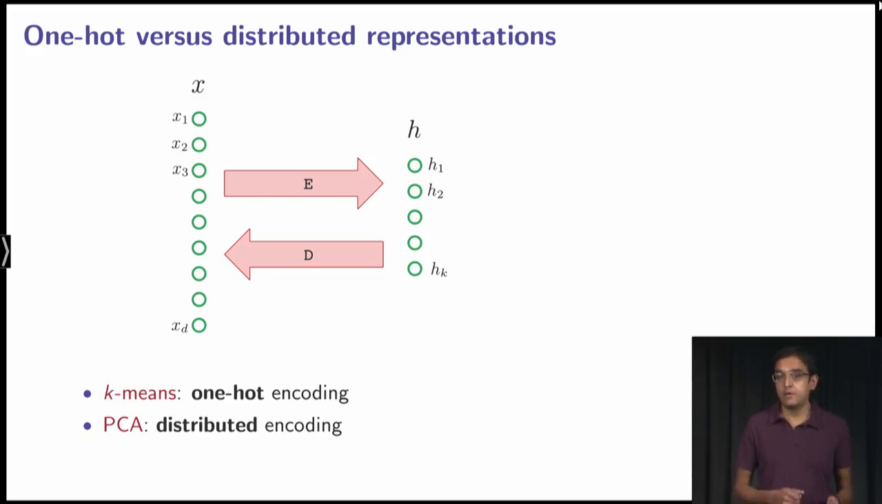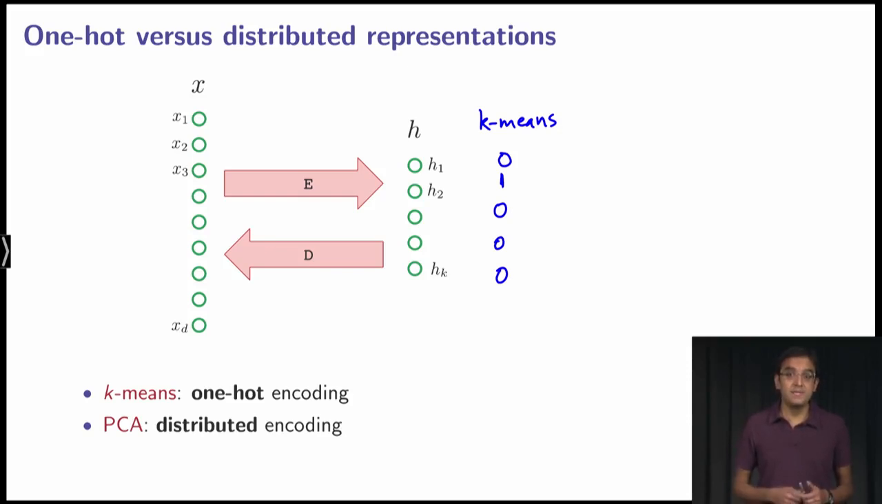Now, if a point x lies in cluster J, what we get is a binary vector that is all 0 except for a 1 at position J. So for example, let's say point x lies in cluster number 2. Then in k-means, the latent representation on the right will be 0, 1 at position 2, and then a bunch of zeros at all the other positions. This is the k-means encoding. This is a one-hot encoding. It's all zeros except at one position.